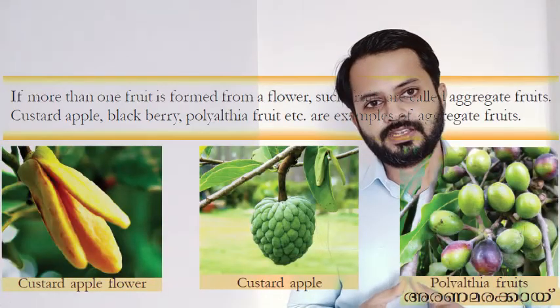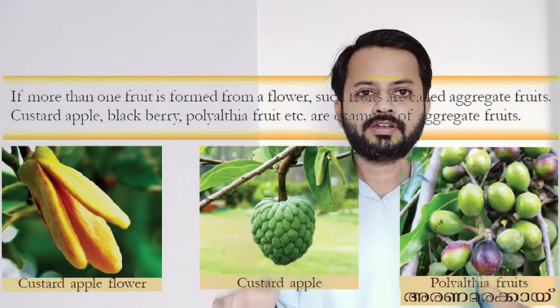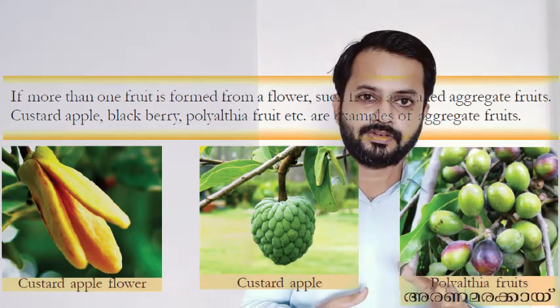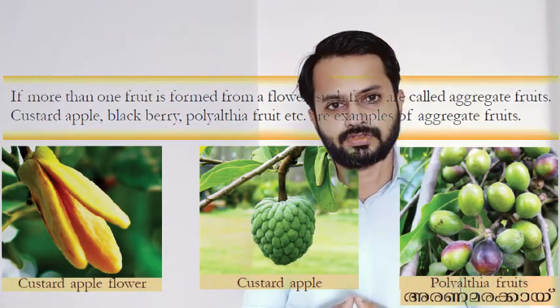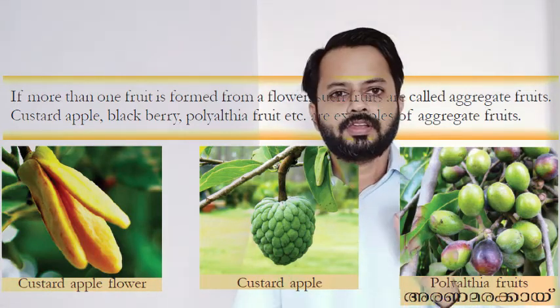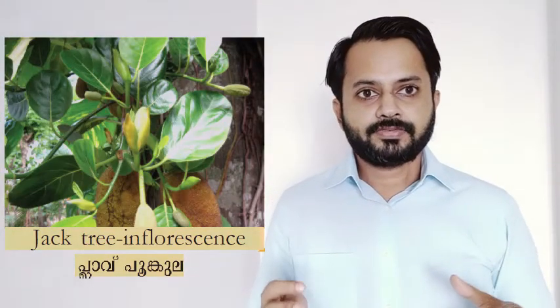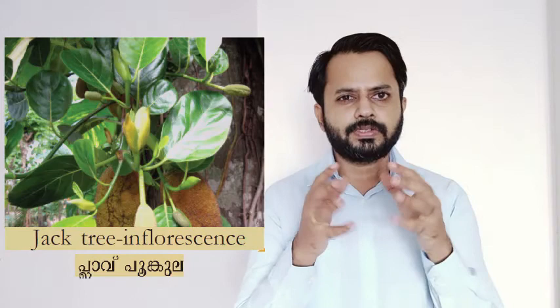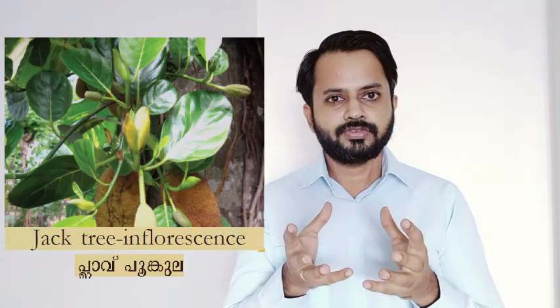The next type of fruits is aggregate fruits. If we get more than one fruit from a single flower, those types of fruits are known as aggregate fruits. For example, custard apple. Now let's see one interesting fact about the jackfruit tree. Maybe you have observed jackfruit tree flowers. Many flowers will be together as an inflorescence. When many of these flowers change into fruit, it changes into a single jackfruit.